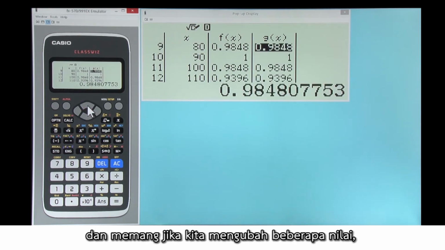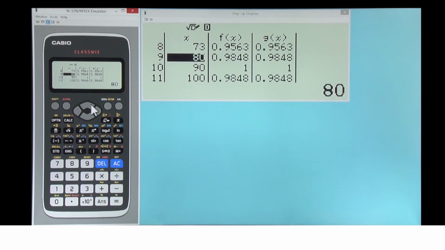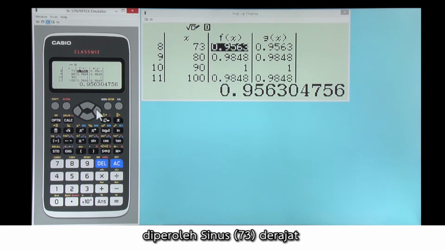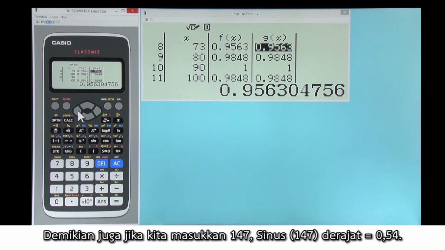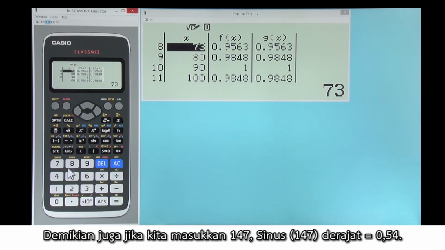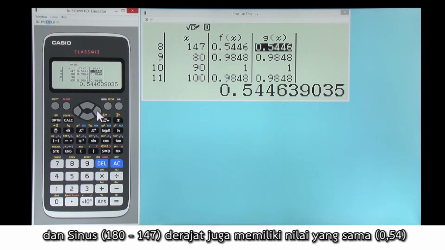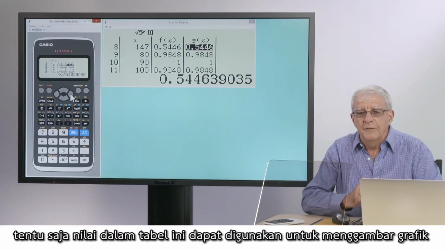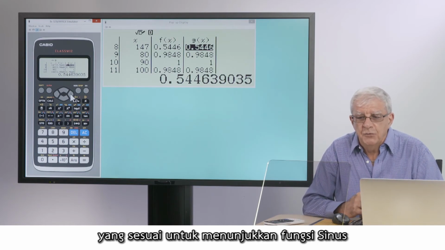And indeed, if we change some values, go over here, change the 70 and make it, say, 73. The sine of 73 degrees is there, the sine of 107 degrees is there, and they're the same. And likewise, if we made this 147, the sine of 147 degrees is 0.54, and the sine of 180 degrees subtract that is the same. Of course, the values in these tables can be used to draw a suitable graph to show the sine function.